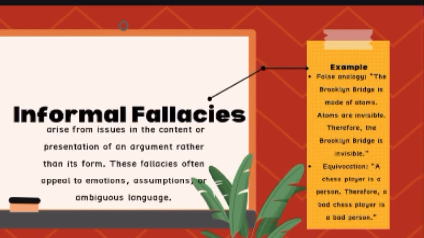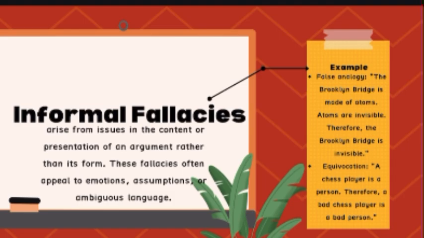or context. Informal fallacies arise from issues in the content or the presentation of an argument rather than the form. So these fallacies often appeal to emotions, assumptions, or ambiguous language.